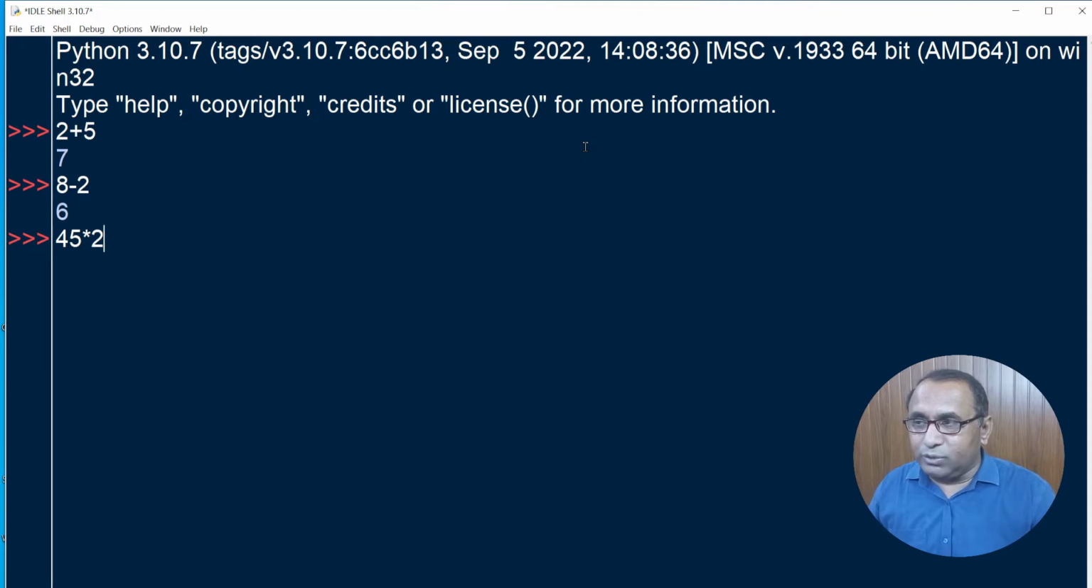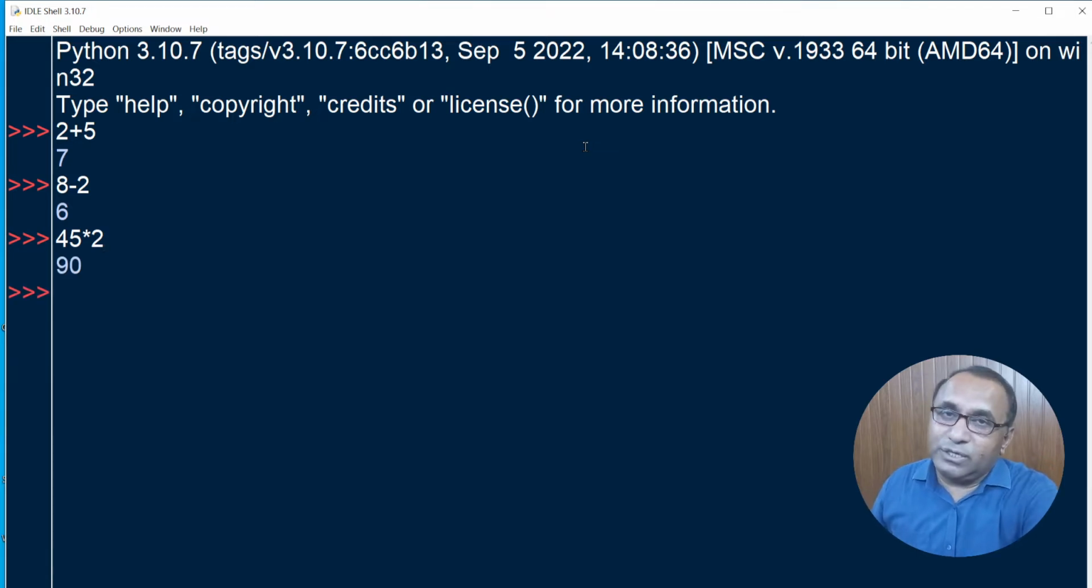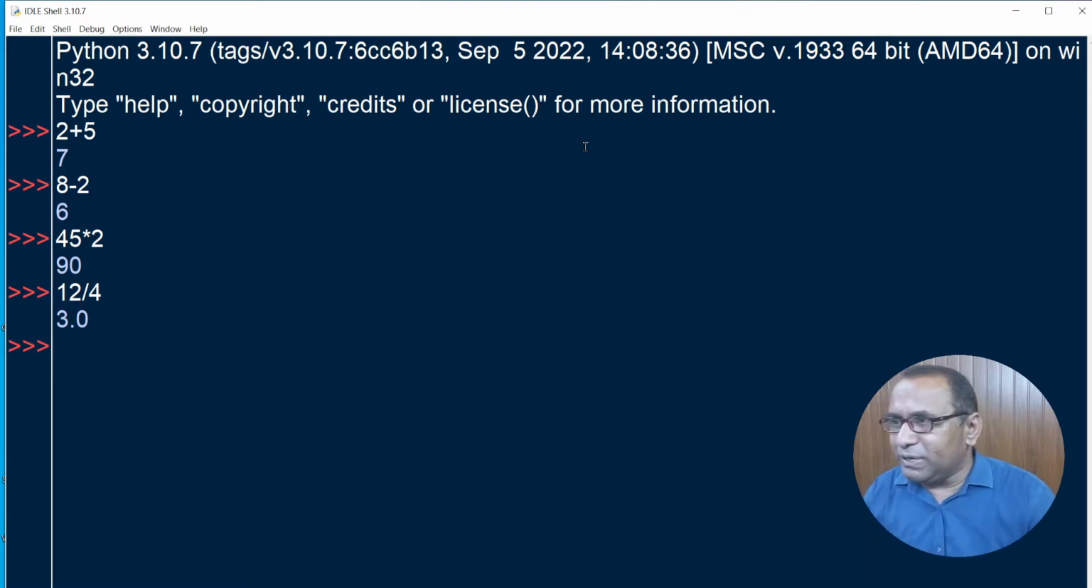45 into 2, or 45 multiplied by 2, gives us 90. If you want to divide one number by another, in that case we use the forward slash. So 12 divided by 4 gives us 3. So these are the basic operations which we can easily use.